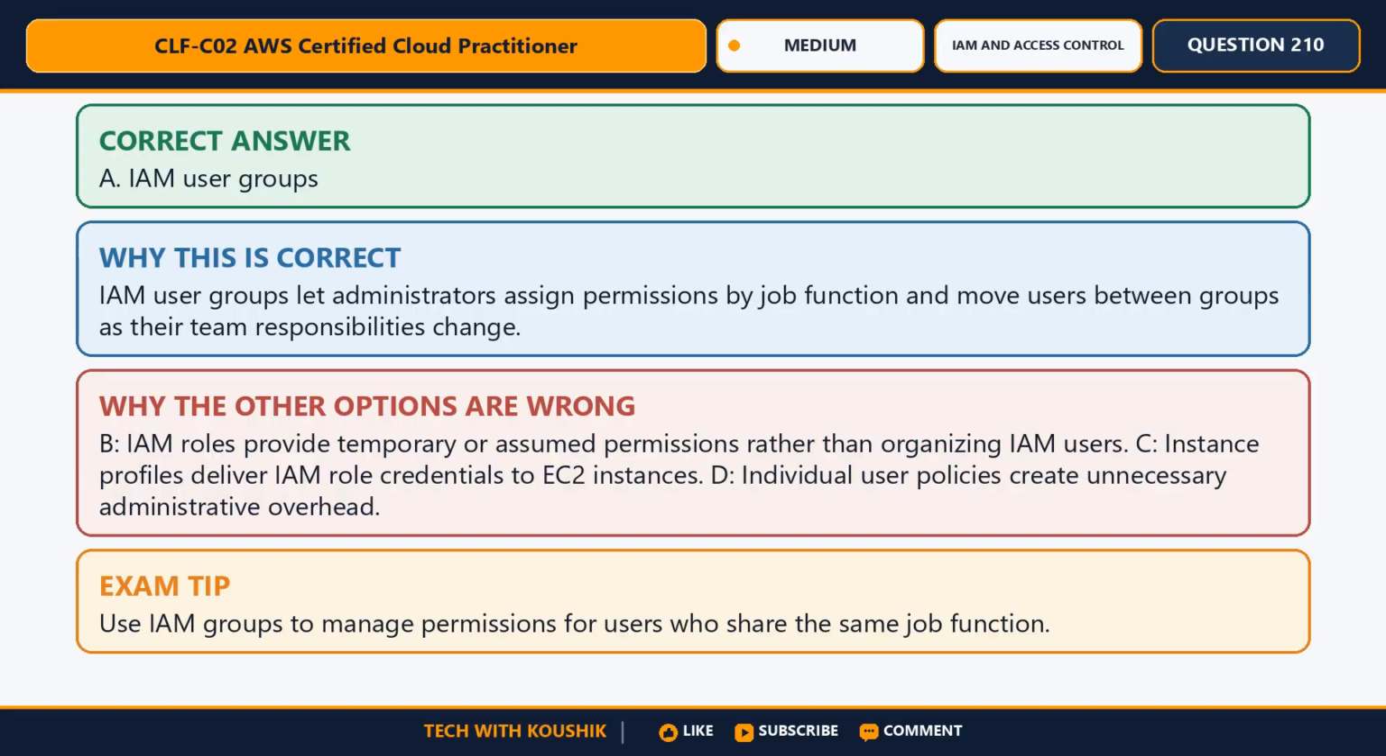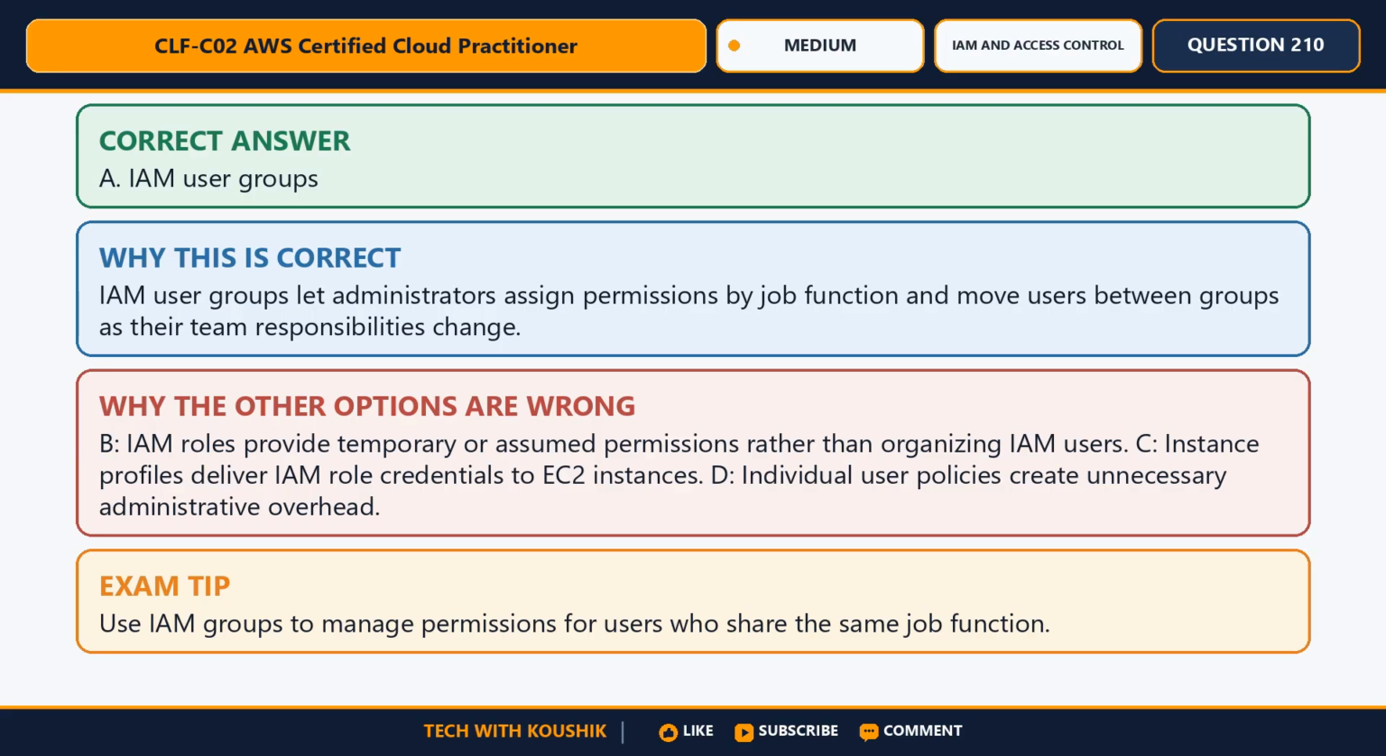The correct answer is A. IAM user groups. Here is why. IAM user groups let administrators assign permissions by job function and move users between groups as their team responsibilities change. Why are the other options not correct?